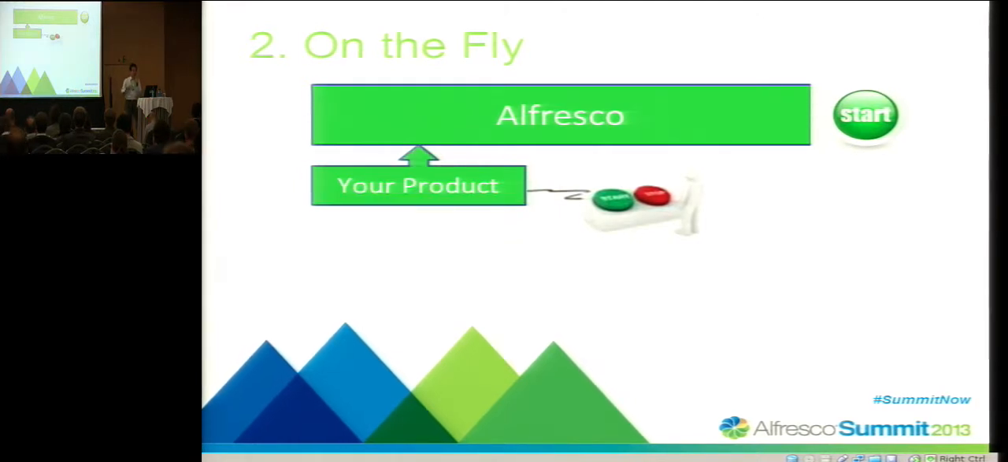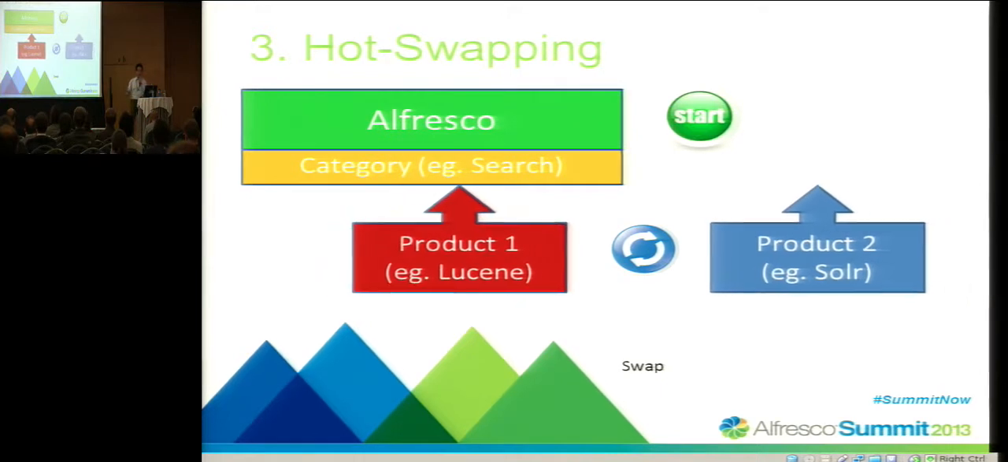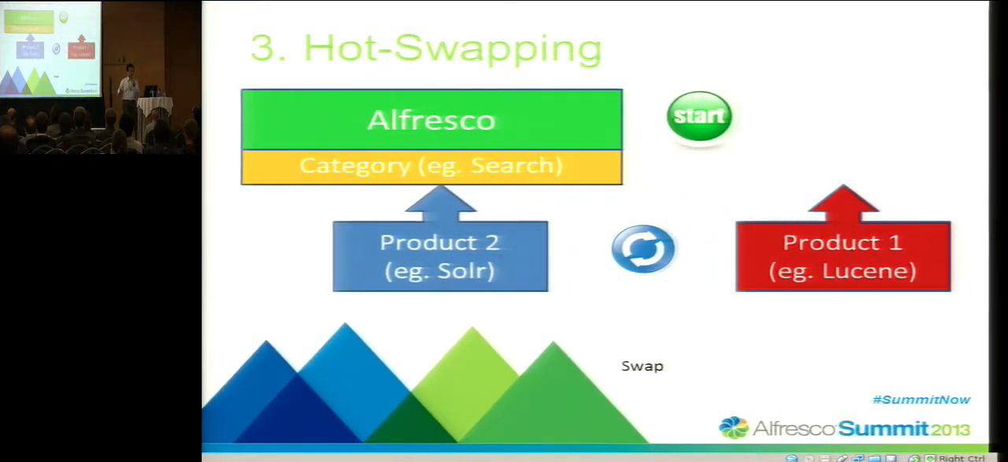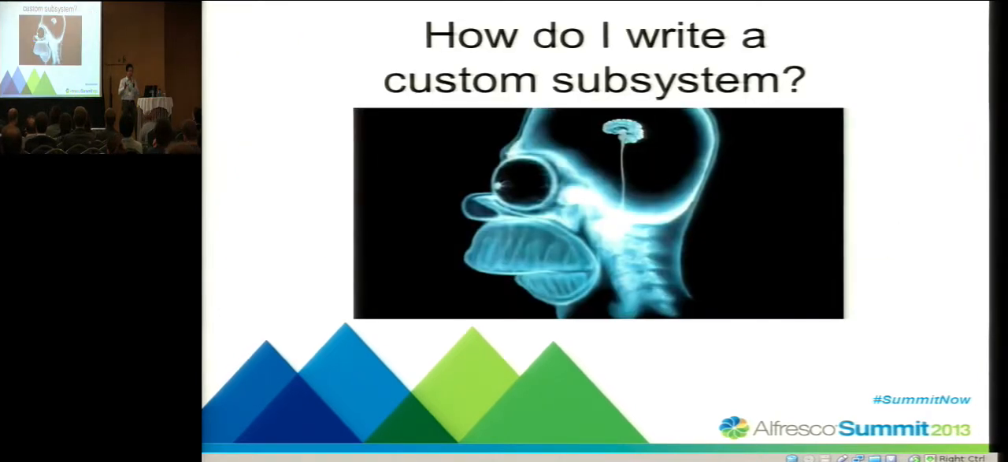You can stop, start, and configure your subsystem on the fly without having to restart Alfresco. And if you have Alfresco Enterprise Edition, you can do this via the JMX console by just clicking the button on and off. You can do hot swapping in and out with an alternative implementation of another subsystem under the same category, for example, like Lucene and Solr, without having to restart Alfresco again. You can do chaining, or picking and choosing the right combination of subsystems for your particular use case. So, for example, if you got 50 subsystems, you don't have to run all 50 of them. You can just pick the ones for your own requirement.